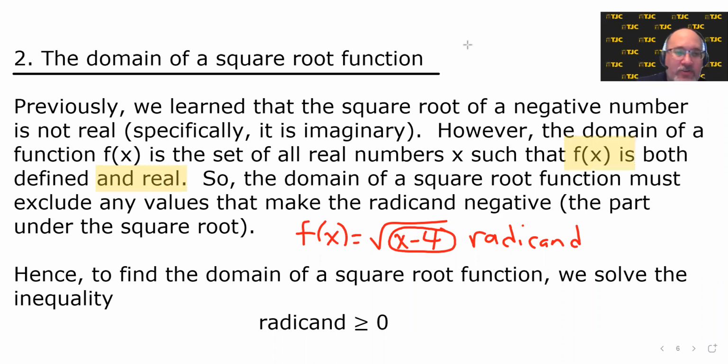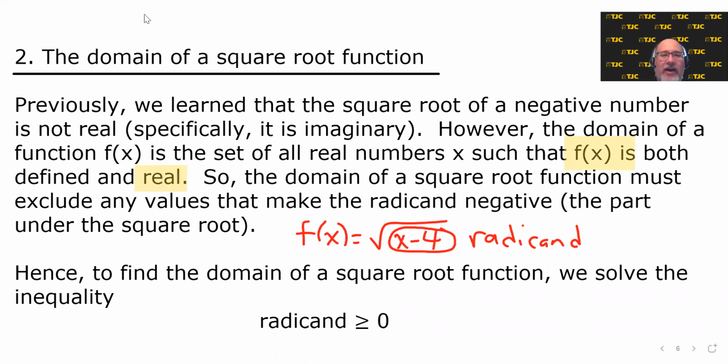F of x is, let's shrink this down a little bit, real. And with the presence of a square root, it is possible that there's a value that makes the function not real because we square root negative numbers, and we need to avoid those. Hence, and I'm reading the last sentence now, to find the domain of a square root function, we solve the inequality radicand is greater than or equal to 0.